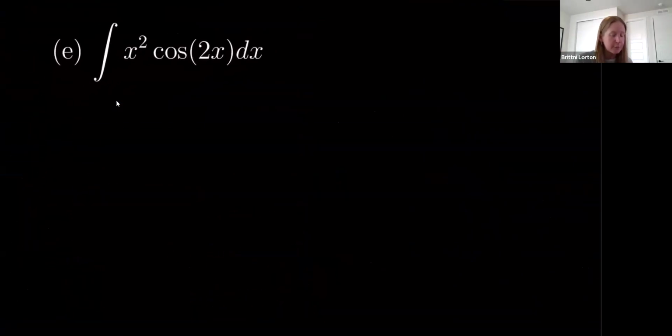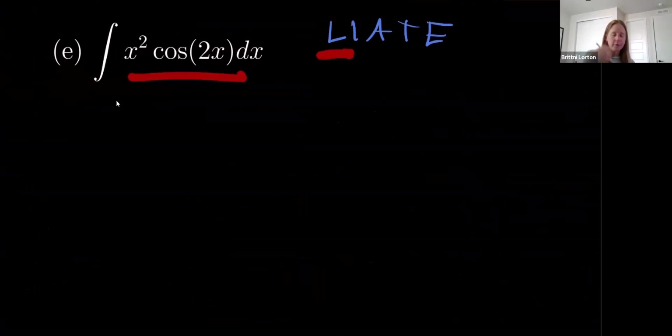I know I scrolled a lot here because we were running out of space, so let's keep practicing. I'm going to do part E. I still have to think of LIATE. You still have to follow LIATE. This is still step 1. Do I have a log? Nope, so I move on. Do I have an inverse trig? Nope, so I move on. Do I have an algebraic? Yes, I do. So that means in this case my u has to be x squared.